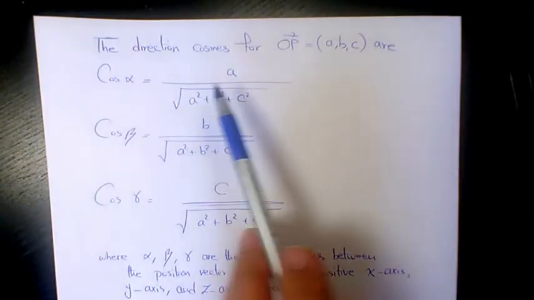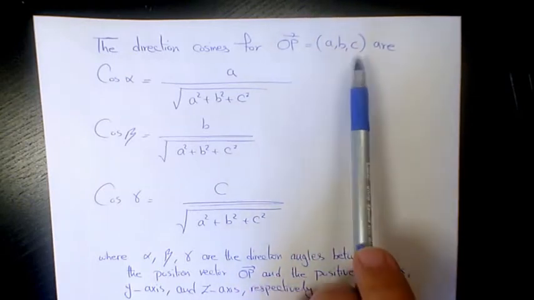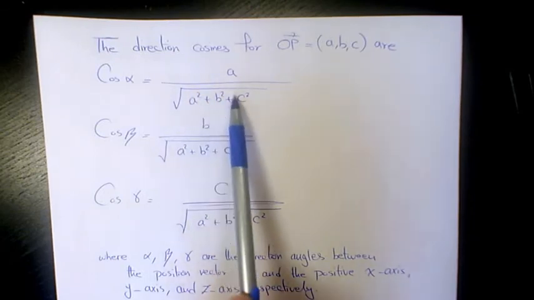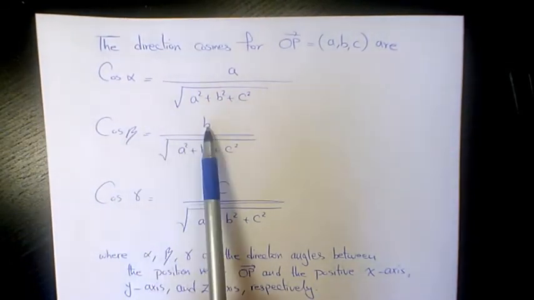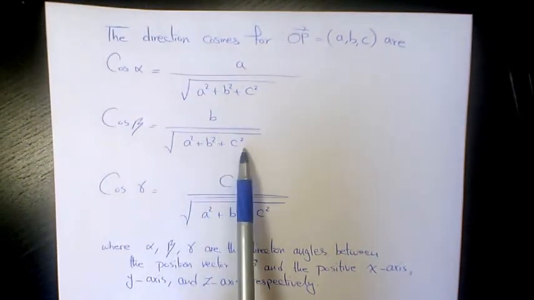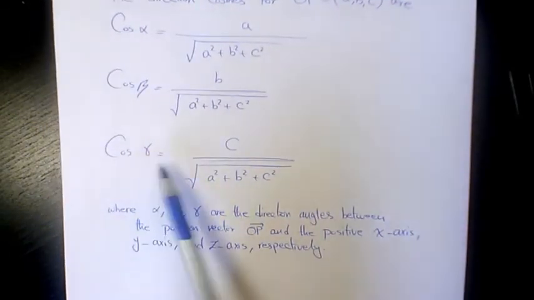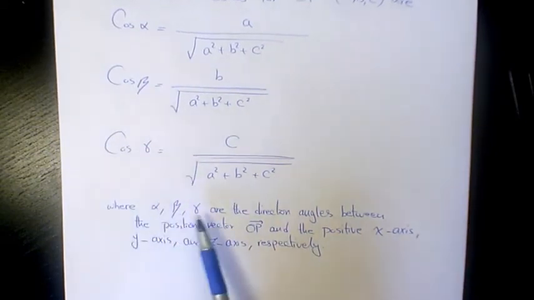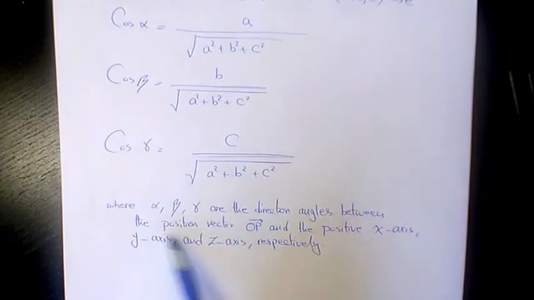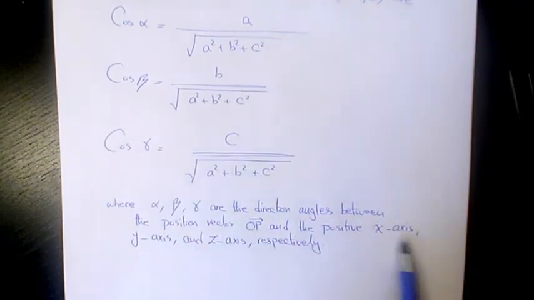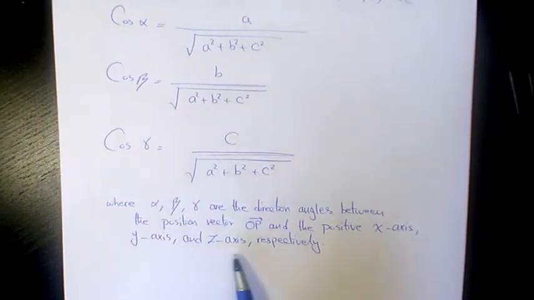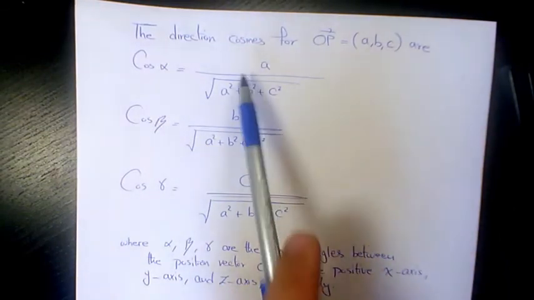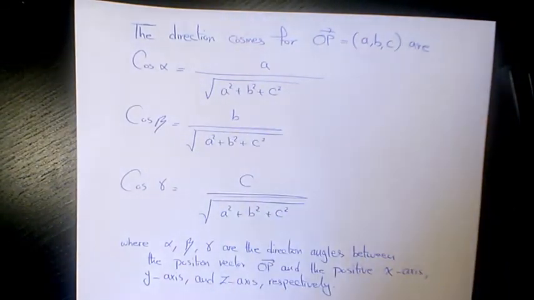Now the direction cosines for OP, which is (a, b, c): cosine alpha is a over the square root of a squared plus b squared plus c squared. Cosine beta is b over the square root of a squared plus b squared plus c squared. Cosine gamma is c over the square root of a squared plus b squared plus c squared, where alpha, beta, and gamma are the direction angles between the position vector OP and the positive x-axis, y-axis, and z-axis respectively. So these are going to be the angles between OP and the x-axis, y-axis, and z-axis.